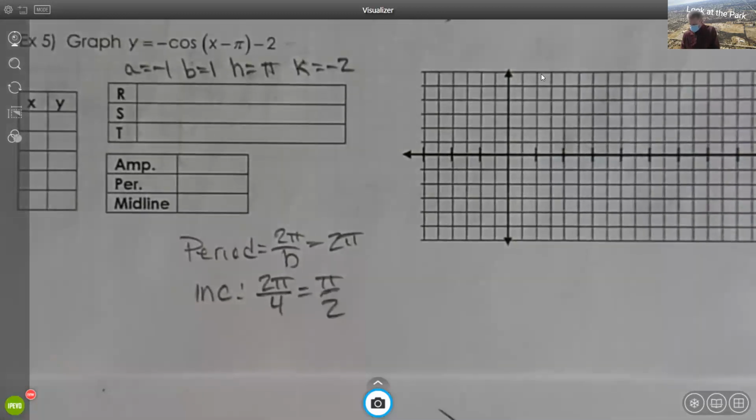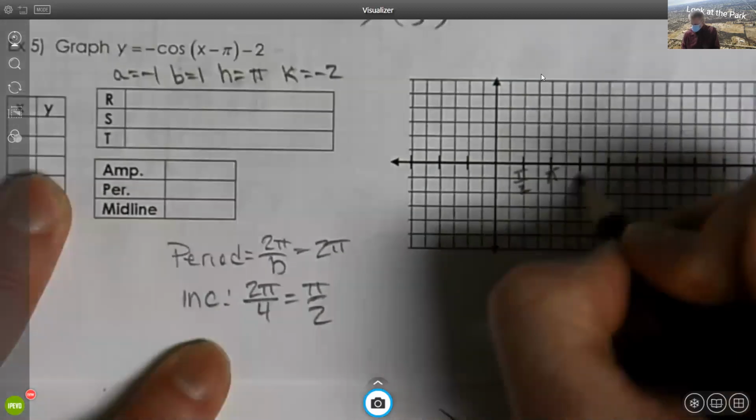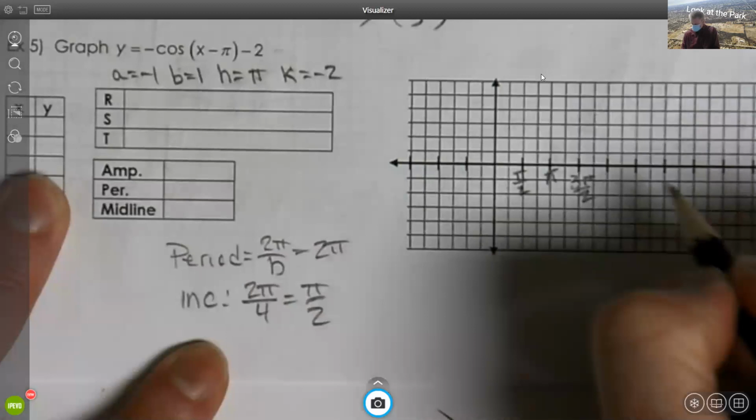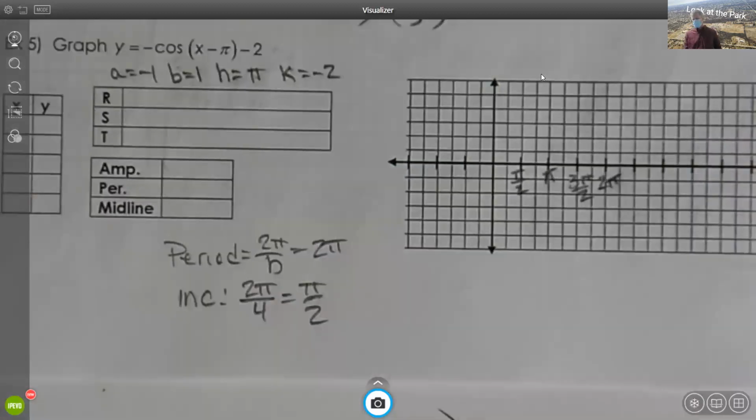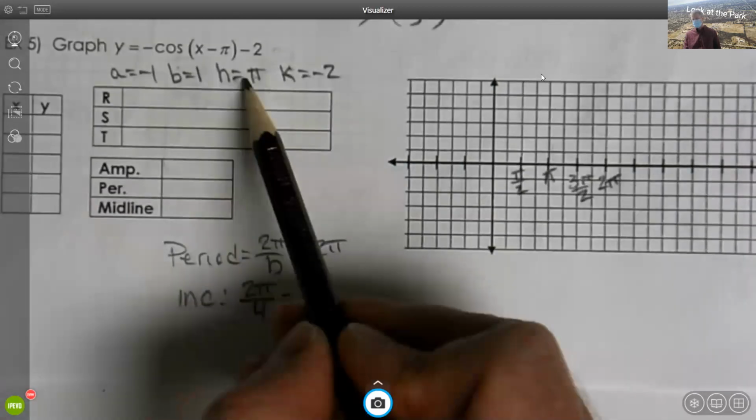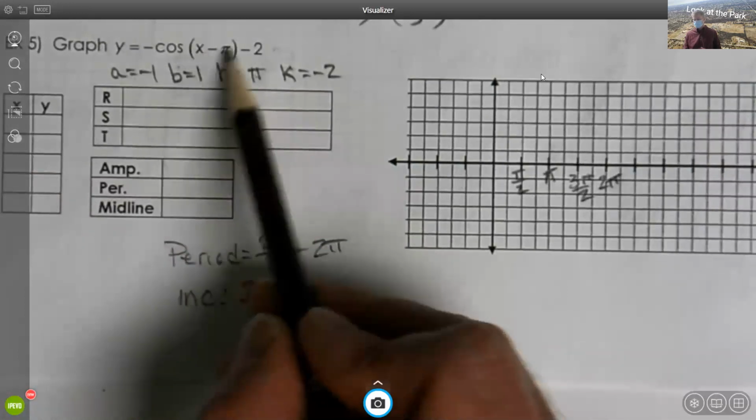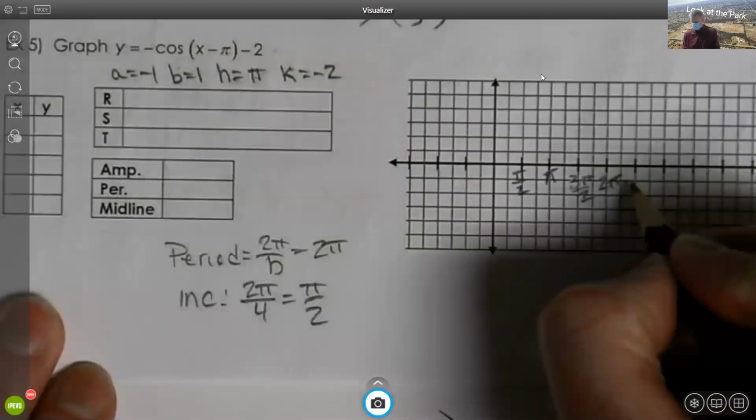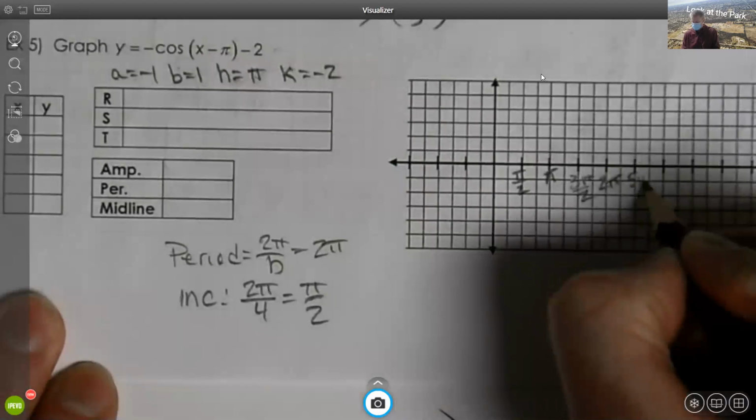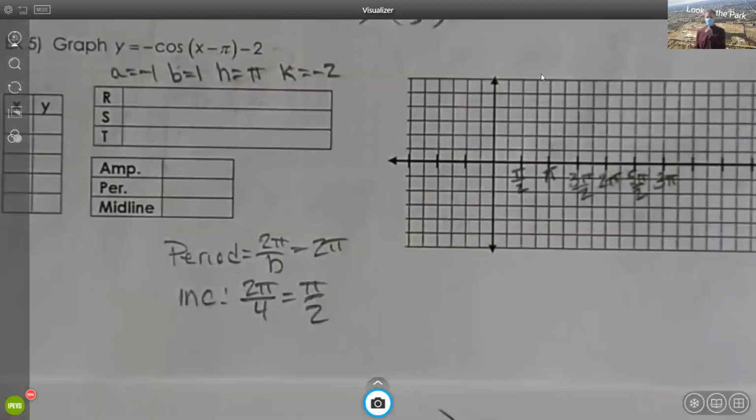So we'll put our pi over 2 and 2 pi over 2 and 3 pi over 2 and 4 pi over 2. Now I notice that my h is pi. It's a positive number. It's x minus h, and because it's a minus, it moves to the right. I'm going to have to go a whole other pi. So this should be 5 pi over 2 and 6 pi over 2. So now I'm all the way out to 3 pi.